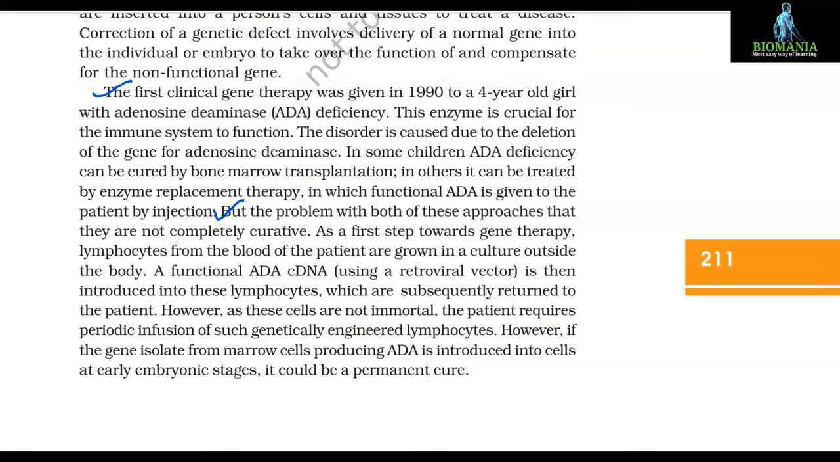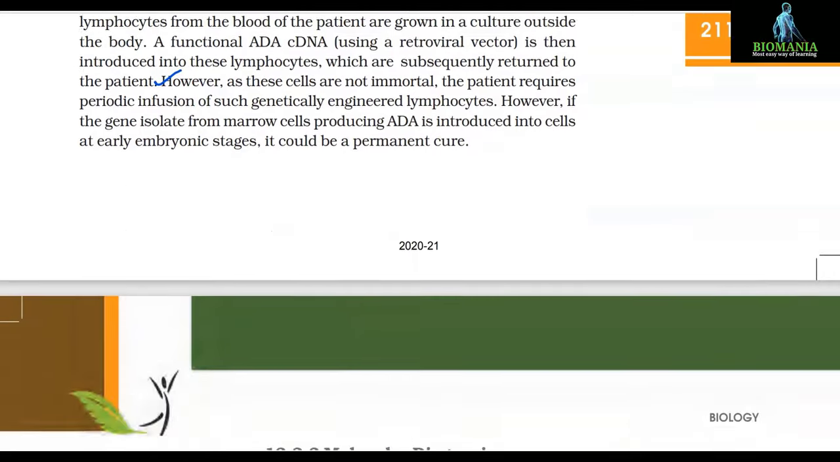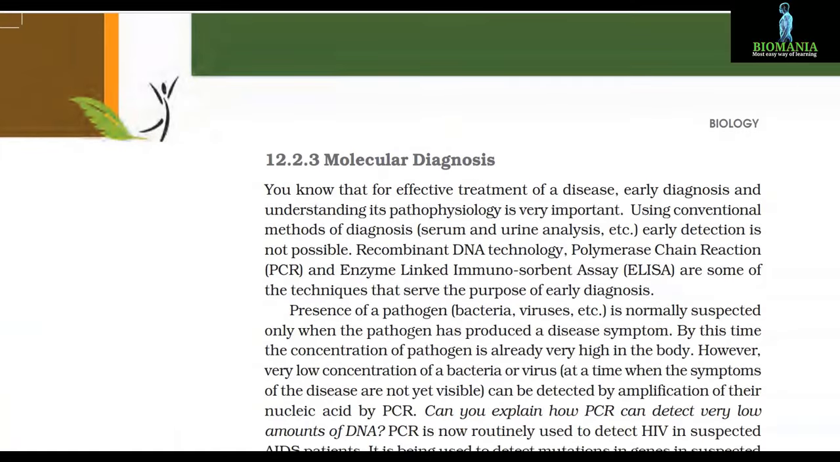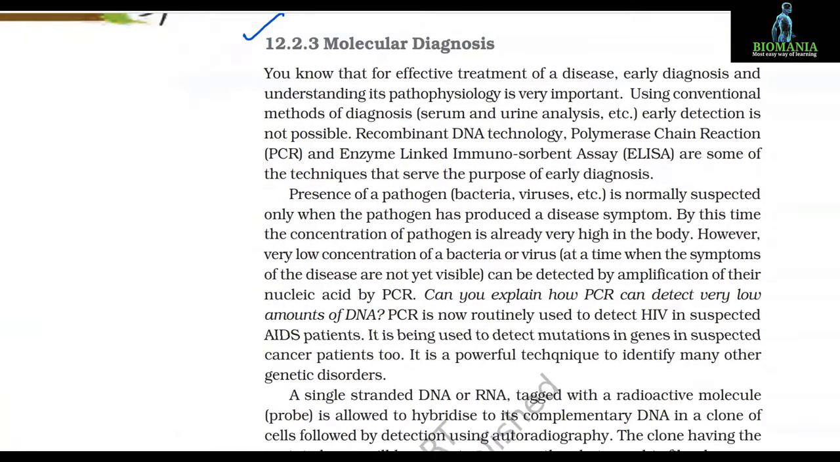As a first step towards gene therapy, lymphocytes from the blood of the patients are grown in a culture outside the body. A functional ADA cDNA using a retroviral vector is then introduced into these lymphocytes, which are subsequently returned to the patient. However, as these cells are not immortal, the patient requires periodic infusion of such genetically engineered lymphocytes. However, if the gene isolated from marrow cells producing ADA is introduced into cells at early embryonic stage, it could be a permanent cure. 12.2.3 Molecular diagnosis.